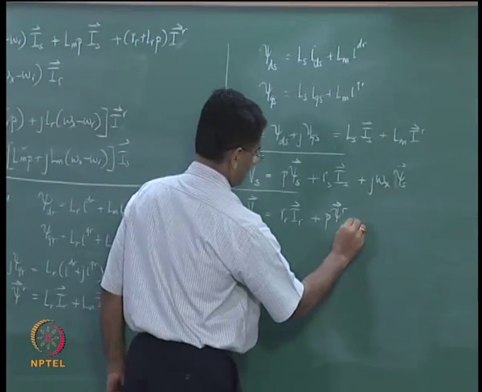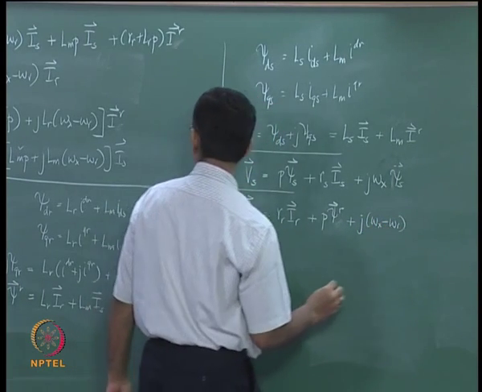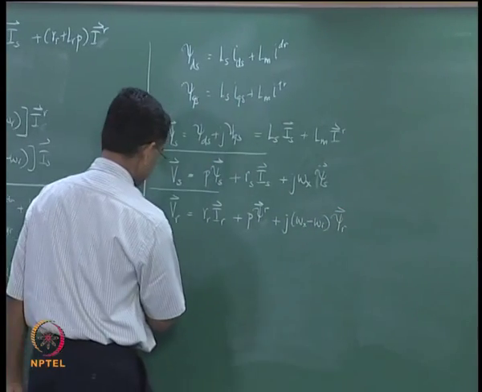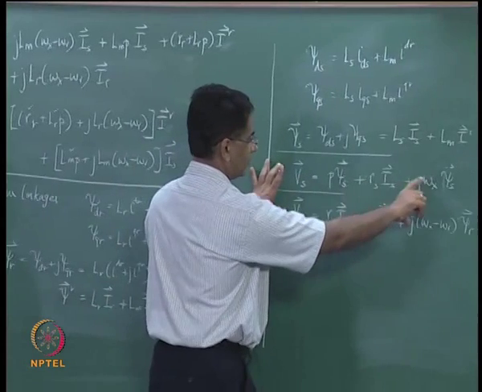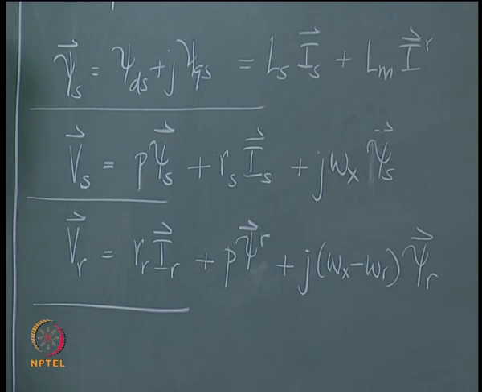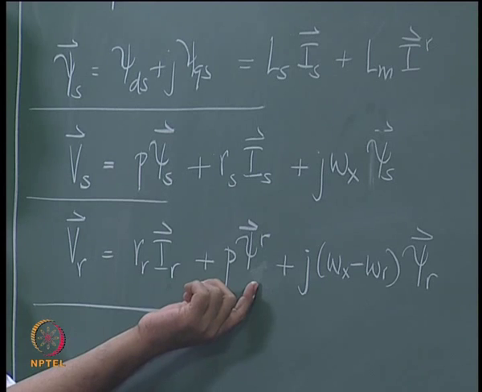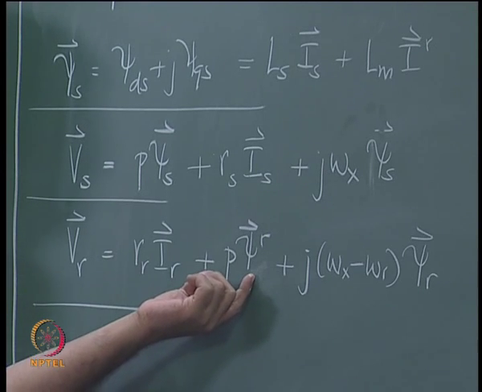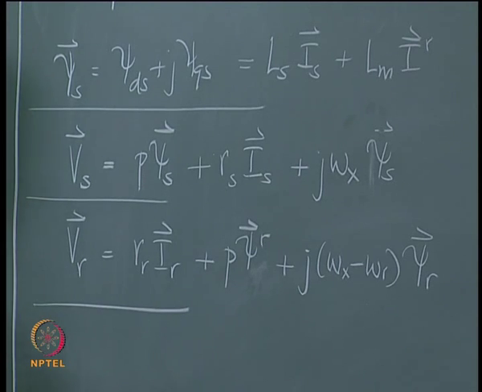And so this is nothing but j times omega x minus omega r into the rotor space phasor. So we had a huge equation earlier, and all that has been compressed into neat forms as shown. So this says that the applied Vr consists of a resistive drop plus a differentiation with respect to time of the flux linkage in the rotor, and also a speed EMF which arises due to rotation. This is again what we had seen earlier. Now this kind of notation, as we have seen, is very concise and can be used to analyze or represent induction machines in a much simpler fashion.